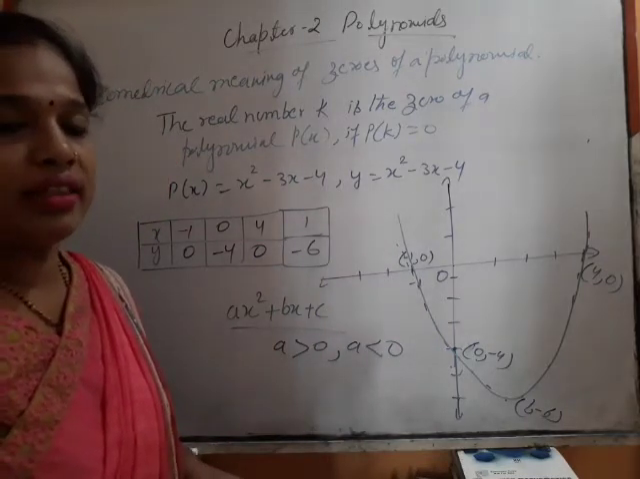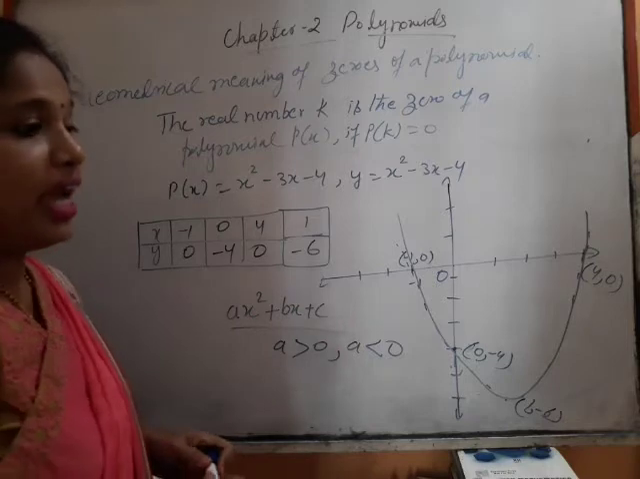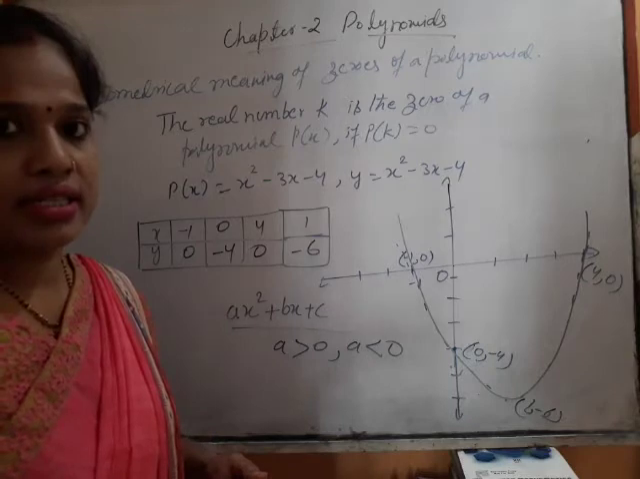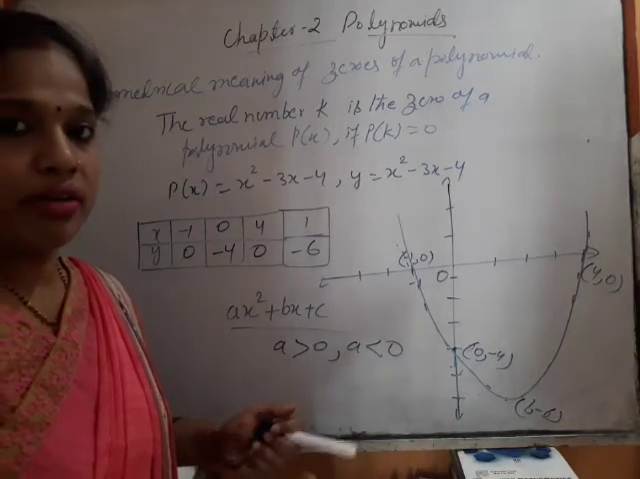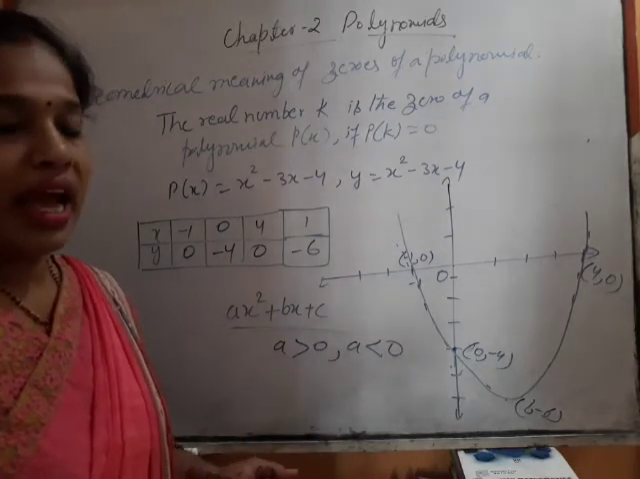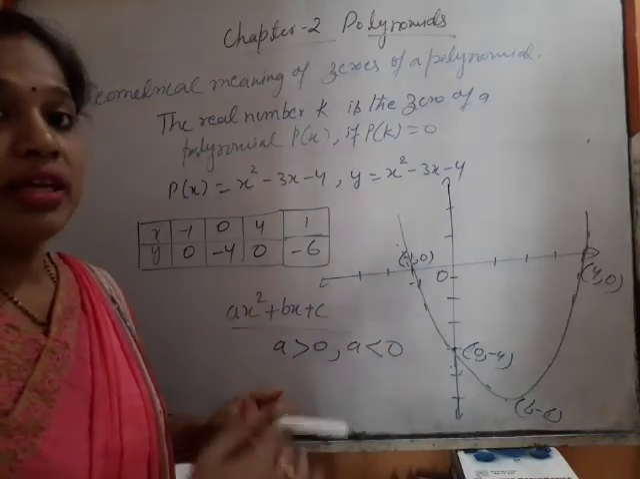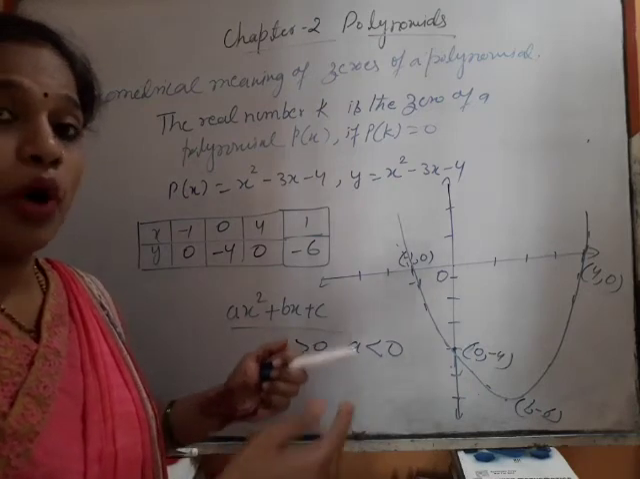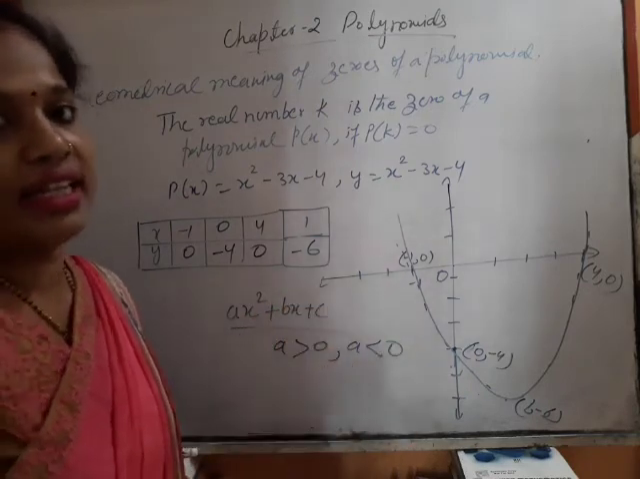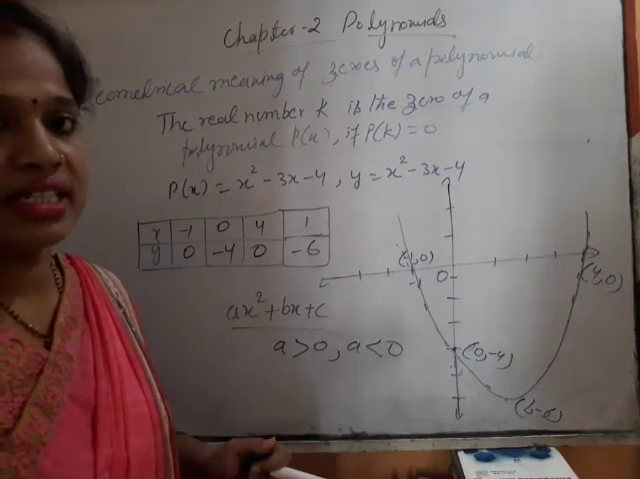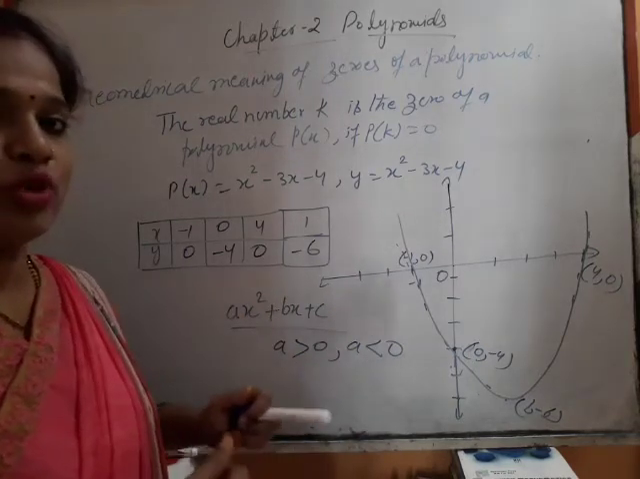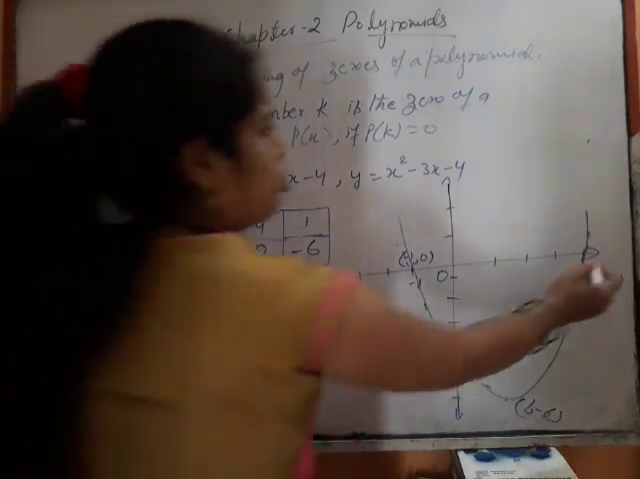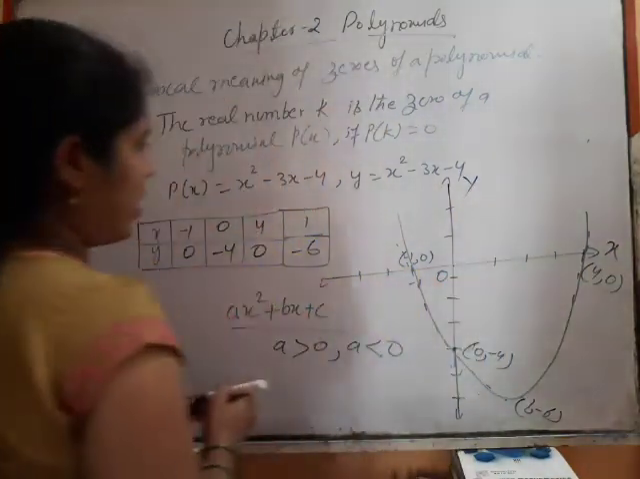Now we have to see the geometrical meaning of the zeros. In the case of a linear polynomial, we have seen the value of x was the zero. On the graph, it is the x coordinate of a point of the graph which is intersecting the x-axis. So here also we have to see the points where the graph is intersecting the x-axis. You know that this is the x-axis and this is the y-axis.